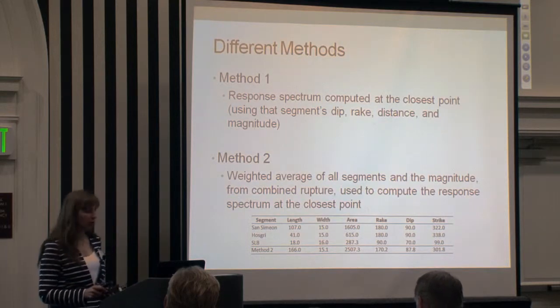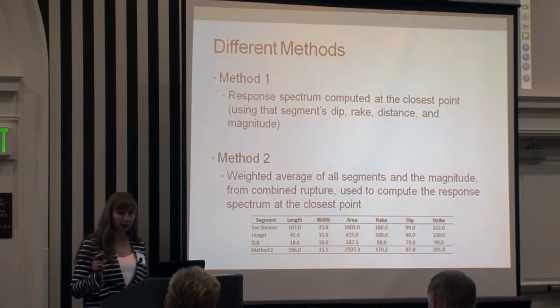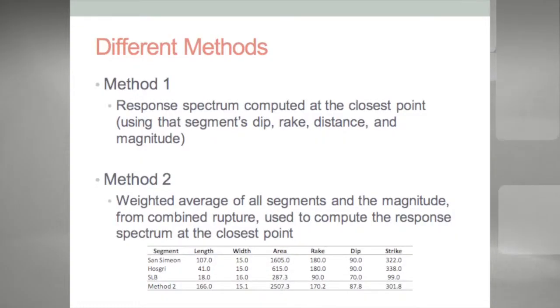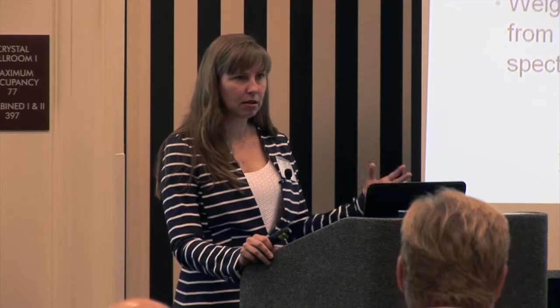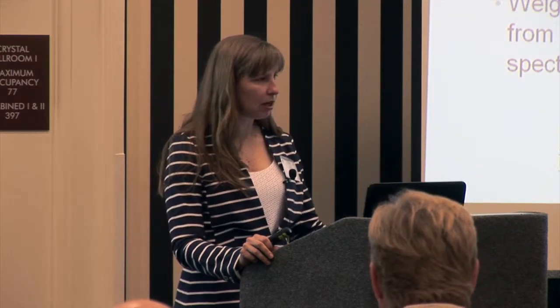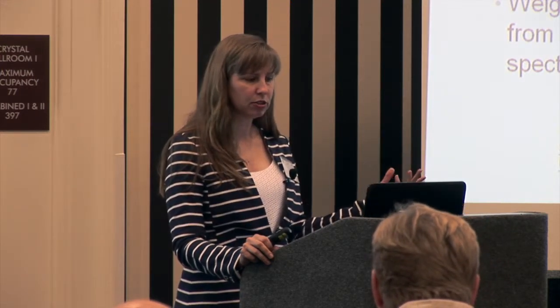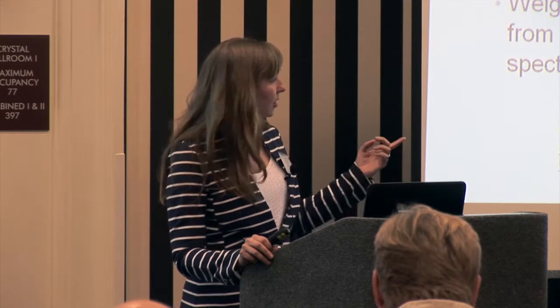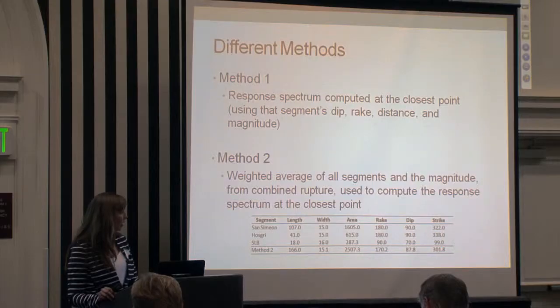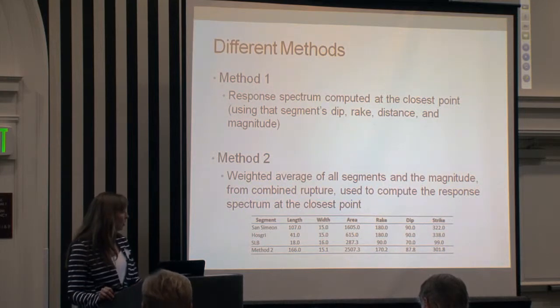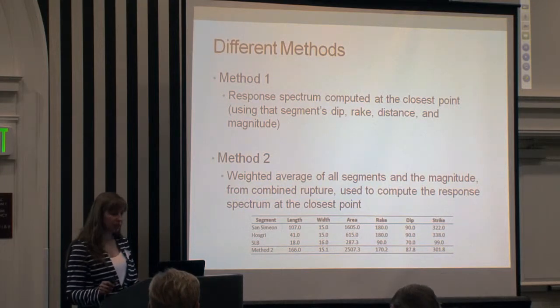Okay, so going forward, you'll see between myself and Carola and Katie in the next couple of presentations, we're using different methods to try to get at the complex and the splay faults. My first method is looking at the closest distance to that segment, using that segment's dip, rake, distance, and magnitude. The second one is like what was utilized in the NJ West 2, where you're looking at a weighted average. This is an example for the San Luis Bay, where you have the San Simeon, the Hosgri, and the San Luis Bay, and then the weighted average for each.